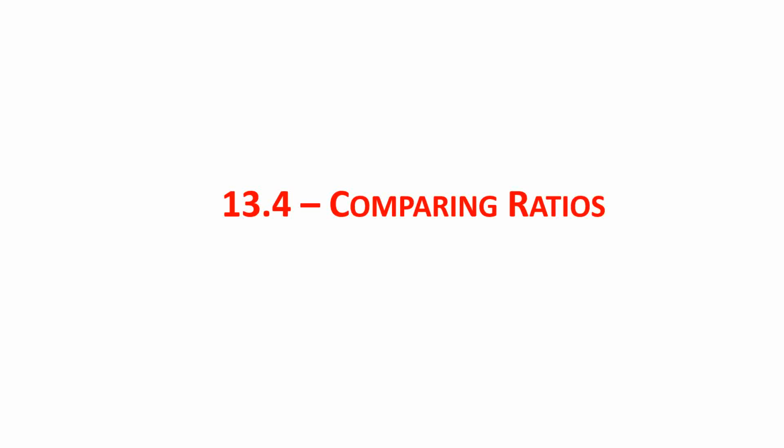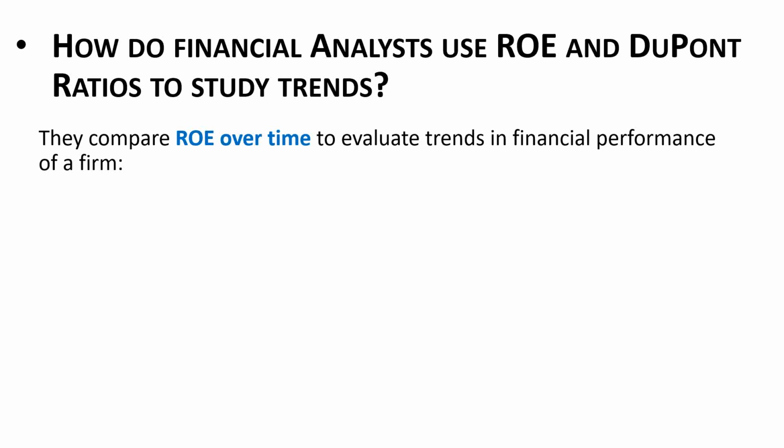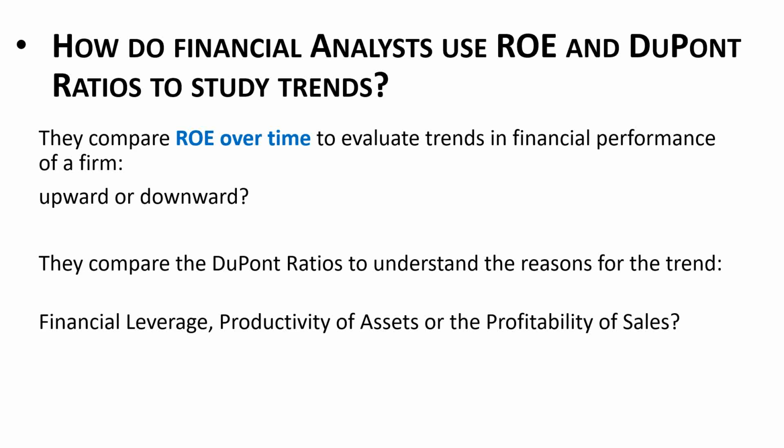Okay, now comparing ratios, right? How do financial analysts use ROE and DuPont ratios to study trends? They compare ROE over time to evaluate trends in financial performance of a firm. So they look at the ROE of the 4th year, 5th year, 3rd year, and they see, hey, is it improving? Is it decreasing? Is it going upward or downward? They compare the DuPont ratios to understand the reasons for the trend. What's causing it? Is it the financial leverage? Is it the productivity of assets? Or is it the profitability of the sales? So sometimes different things may be happening.